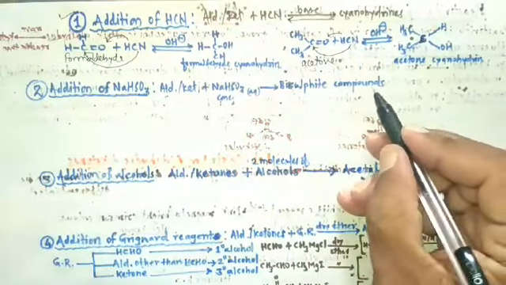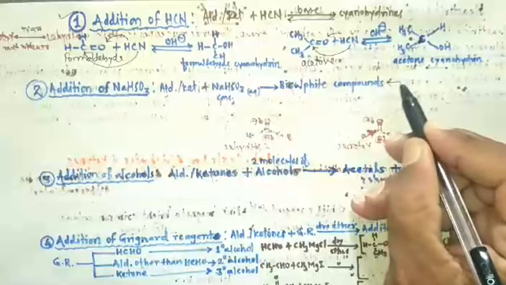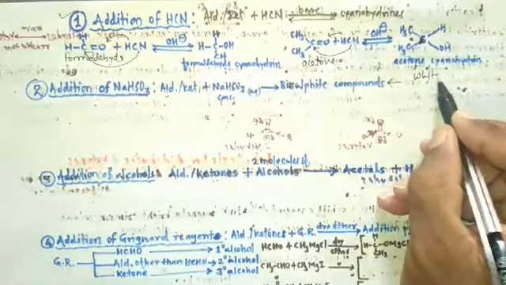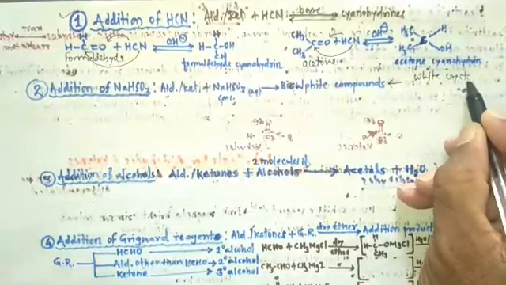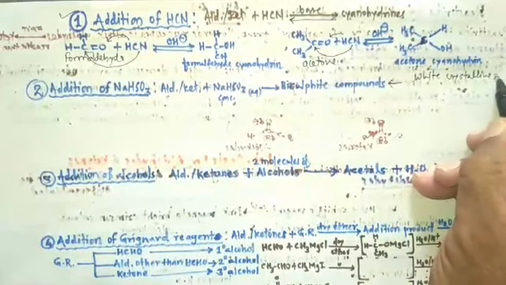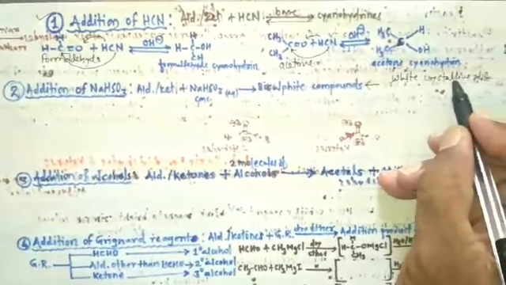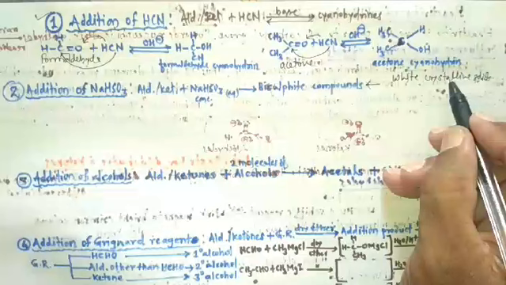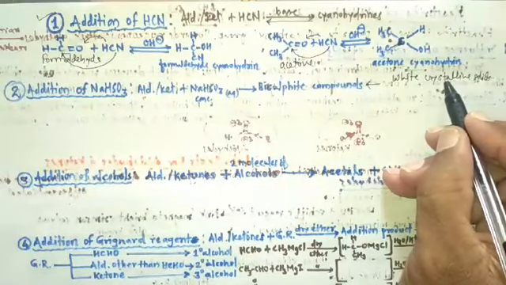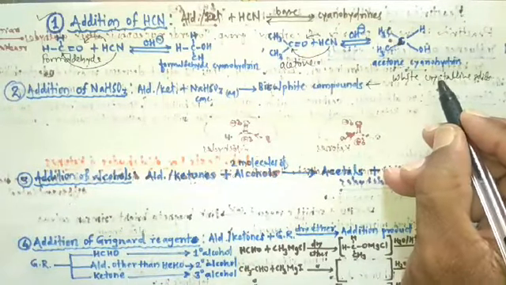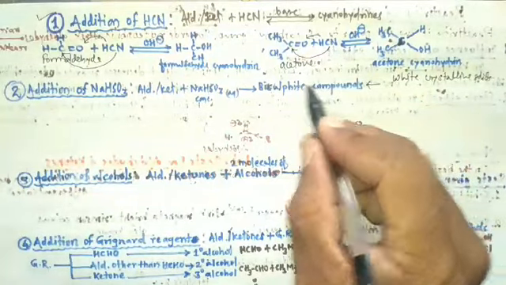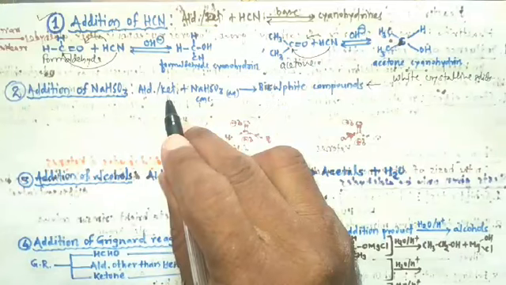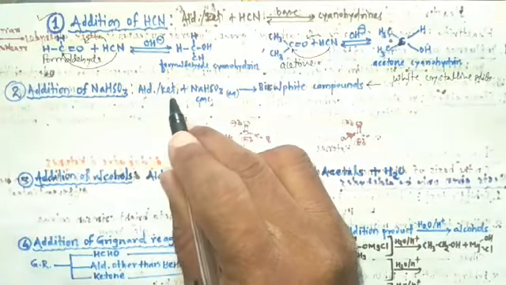These bisulfite compounds are white crystalline solids. Their physical nature is that they are white crystalline solids, and they get easily hydrolyzed back to aldehydes and ketones. So let's study one example.